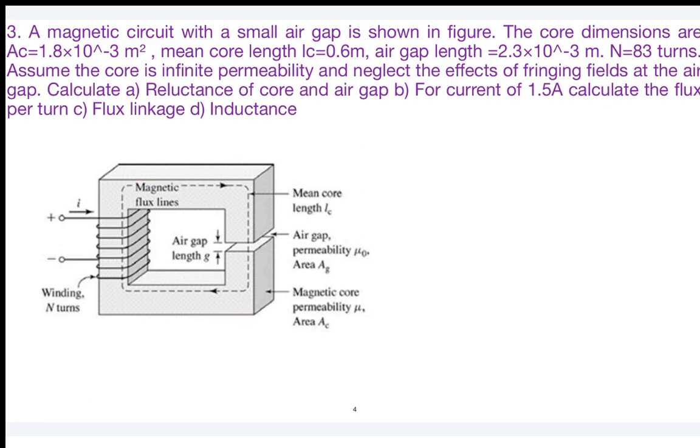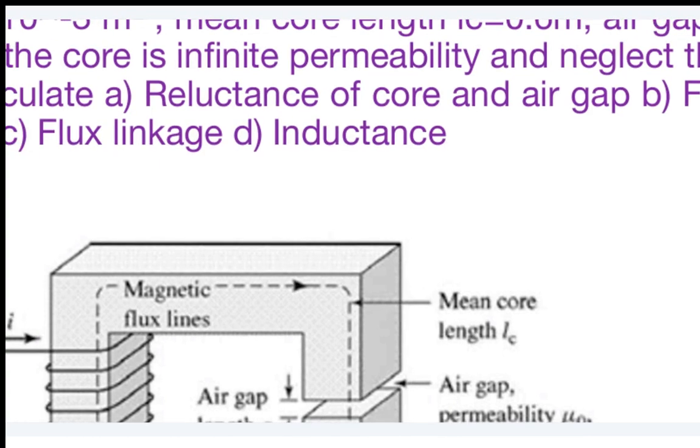So the mean core length in this case is nothing but the total length in which the magnetic flux is passing inside the core. So I have given the value of mean core length as 0.6 meter, which is nothing but the distance from here to here and again coming back here, and again the same way, the distance from here to here. So whatever the length in which the magnetic flux is flowing inside the core, everything together I have given as 0.6.